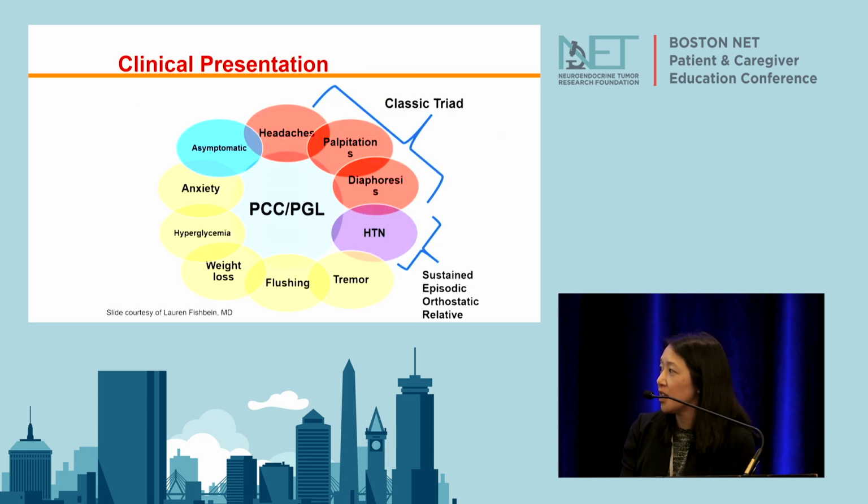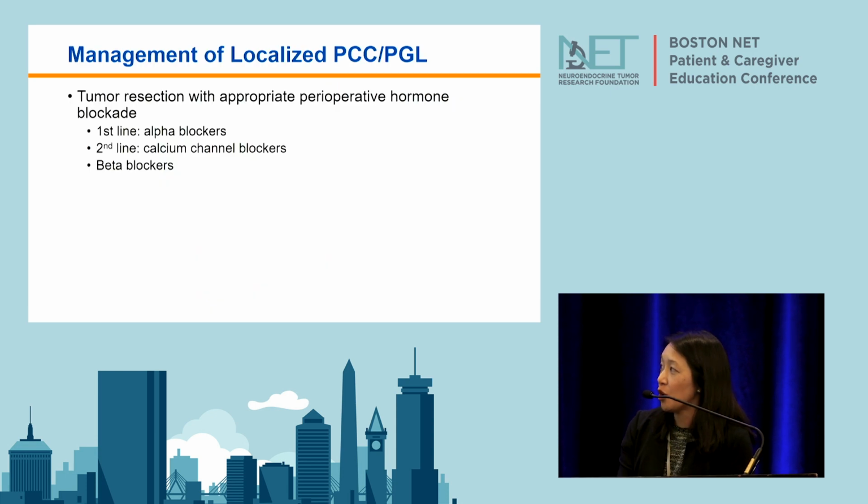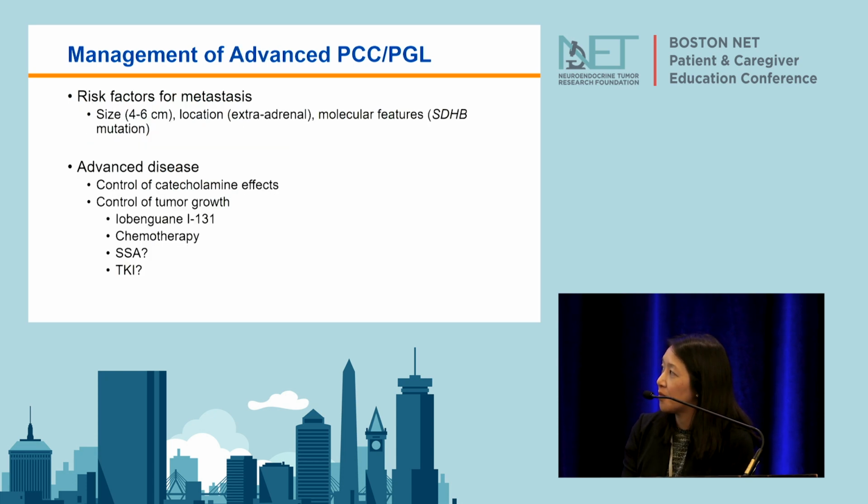And what I've listed on this slide is a number of symptoms that patients with pheochromocytoma paraganglioma can experience related to this hormone excess, including headaches, palpitations, diaphoresis, high blood pressure particularly. So our approach to management of pheochromocytoma paraganglioma is to resect these tumors, and it's really important before surgery to make sure that the hormone effects are well blocked with alpha blockers and, if needed, calcium channel blockers or beta blockers.